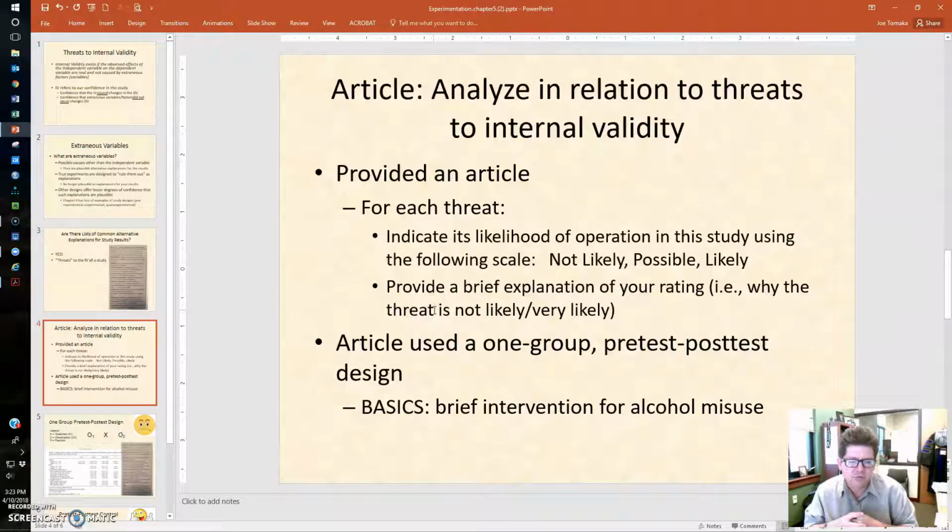The article that I gave you was a particularly poor design in terms of ruling out threats to internal validity. It essentially used what the book described as a one-group pretest-posttest design. Again, this was an evaluation. It was a program evaluation of a brief intervention for alcohol misuse. There was only one group, which meant that everyone received the treatment, and we essentially looked at changes from baseline, or what we called assessment, to 6-month follow-up in a number of drinking outcomes.